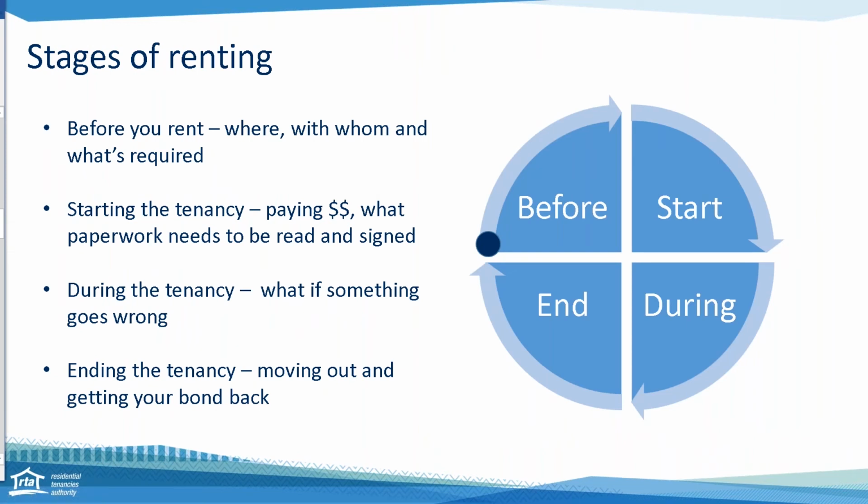There are 4 main stages during the rental cycle. The first stage is before you rent, where you're going to rent, with whom and what's required. Second is starting the tenancy, paying money for rent and bond and signing the paperwork. During the tenancy, you have your rights and responsibilities, but what happens if something does go wrong? And then finally, ending the tenancy, giving notice and moving out and getting your bond back. I'm going to go through each stage in more detail for you now.